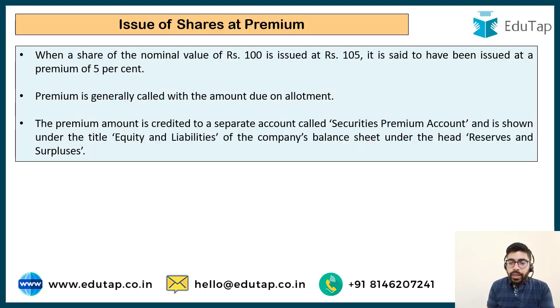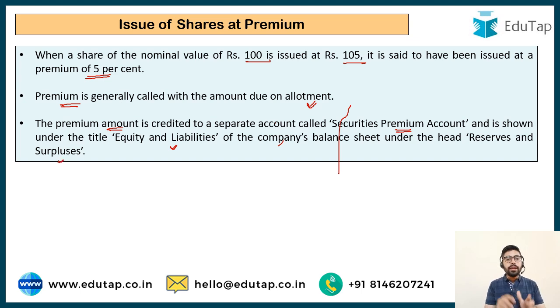So friends, when the company issues shares at a premium, suppose the nominal value, the face value of the share is ₹100, and the company is actually issuing it at ₹105. So in this particular case, ₹5 is going to be your premium. 5% is going to be the premium. Now this premium amount is generally called with the amount due on the allotment. So at the time of allotment, we call for this premium amount, and this premium amount is credited to a separate account called securities premium account and is shown under the title equity and liabilities of the company's balance sheet under the head reserves and surplus. So this is how the accounting treatment is going to be.